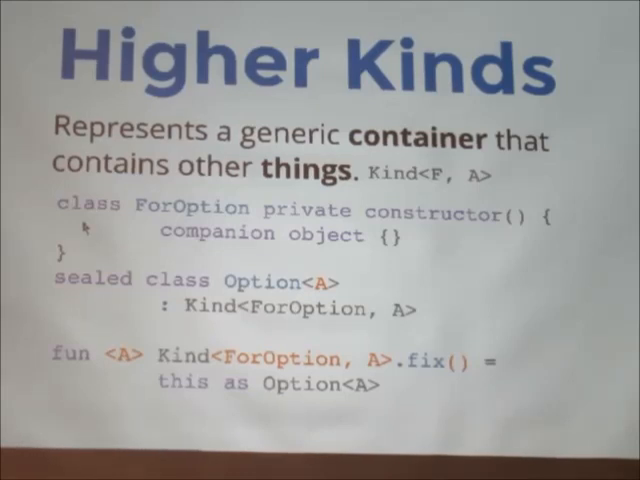Now the reason for the ForOption thing even exists is because you need some place to add these extension functions, and you're going to see the use of this in the next slide. And because we're using this other kind as a backing, we need a way to safely downcast it to an option of type A, and that's what the fix function below that is. We know that this is safe simply because we only have one thing that implements that, so we can safely downcast.